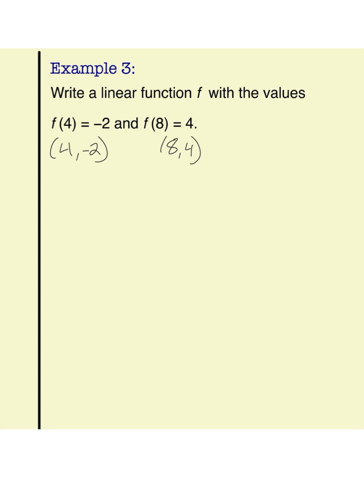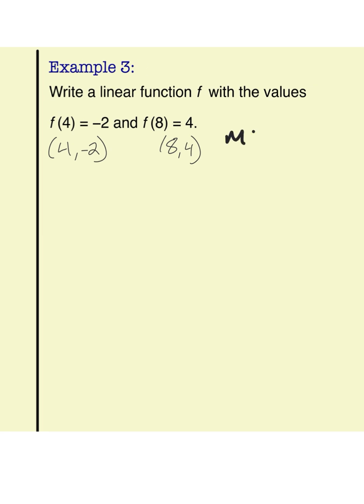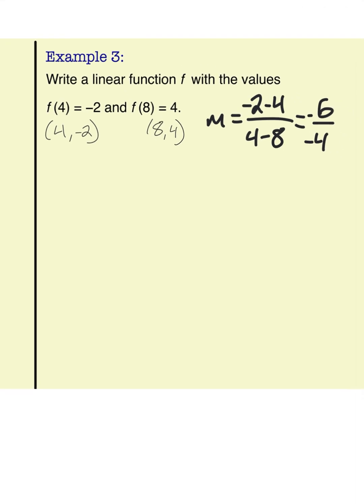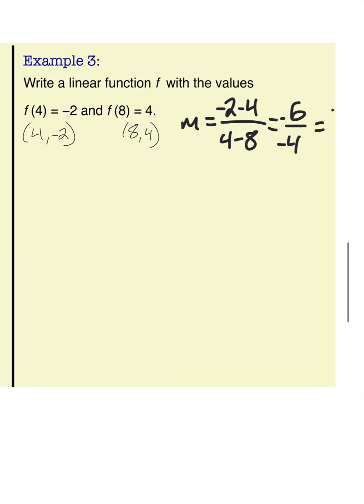All right, let's find our slope first. Slope is change in y over change in x. So I'm going to do negative 2 minus 4 over 4 minus 8. Negative 6 over negative 4 simplifies to 3/2.